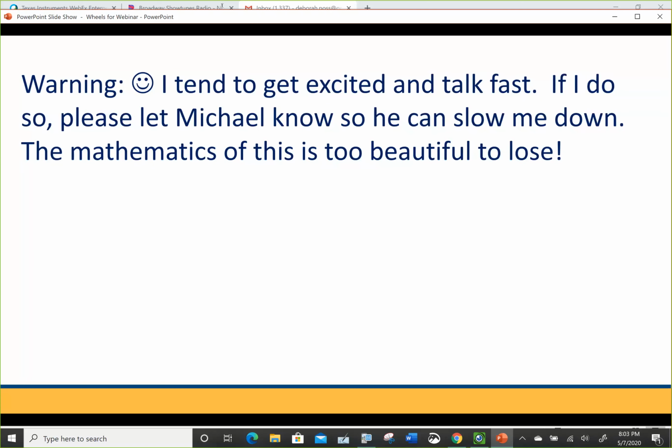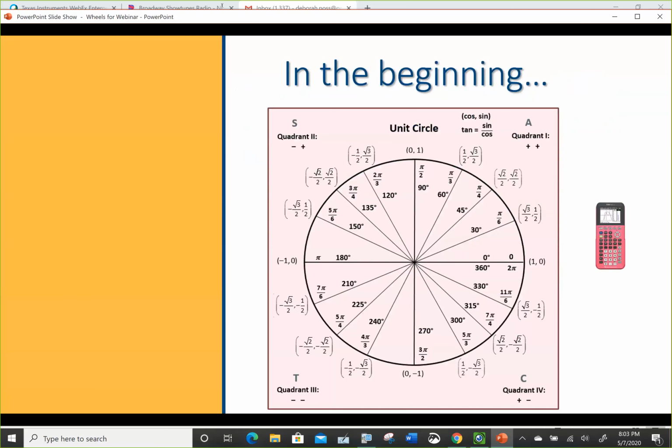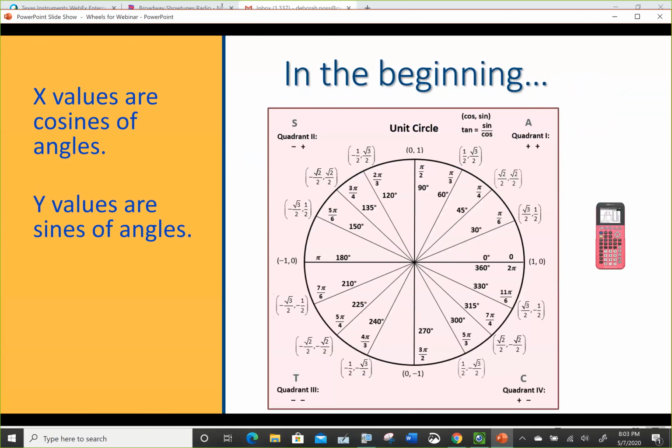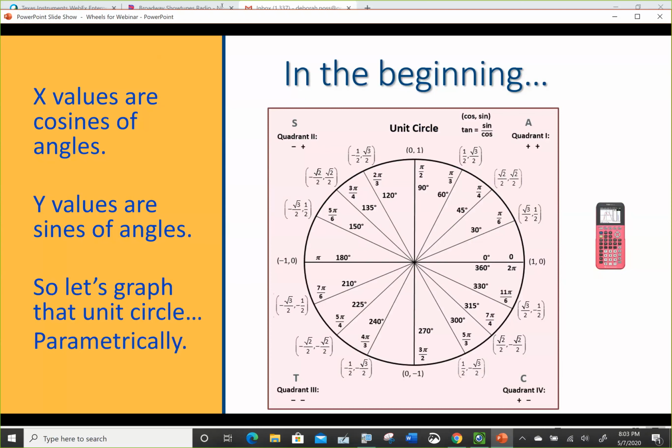Okay? Ready? Here goes. First of all, we're going to start with the unit circle. Now, the unit circle to me is a beautiful figure because every ordered pair on the unit circle is an ordered pair (cosine, sine) for the angle, the standard position angle that is subtended. In other words, the x values are the cosines of the angles, and the y values are the sines of the angles. So let's start by graphing this unit circle parametrically.